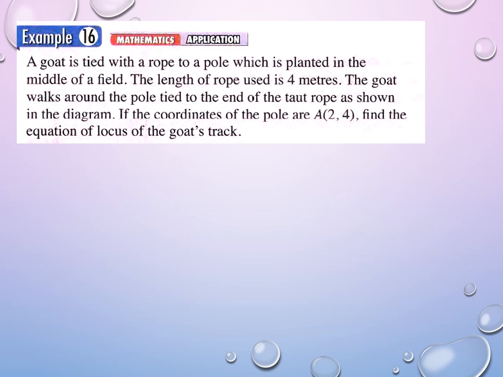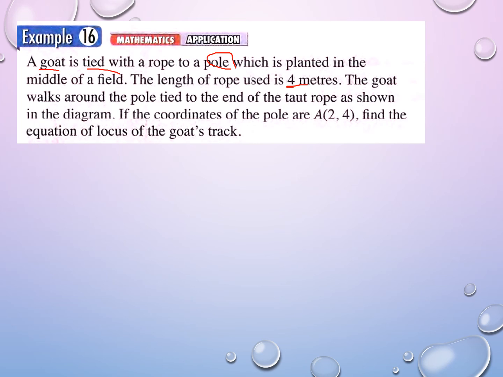So you will see one example of problem solving. You will ask me why we need to learn all those loci. So let us see here. If I have a goat tied with a rope to a pole which is planted in the middle of the field, the length of the rope is 4 meters. The goat can only walk around the pole, tied to the end of the rope. So what do you think the movement of the goat is?